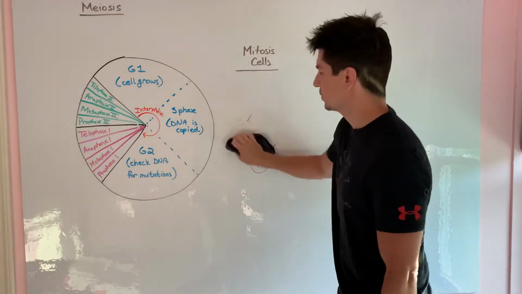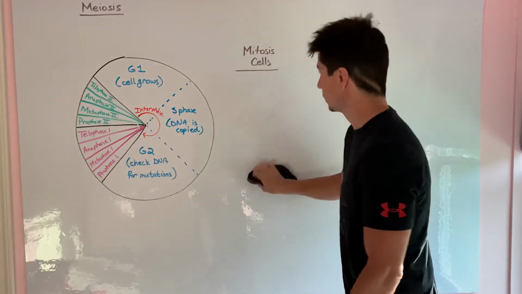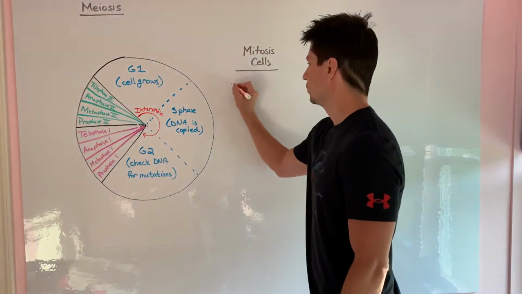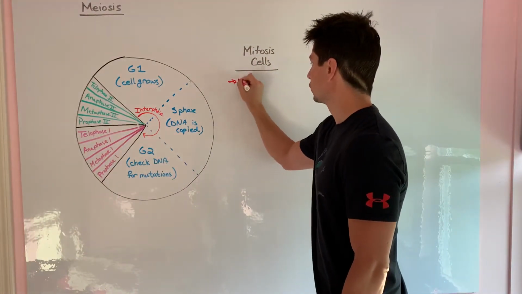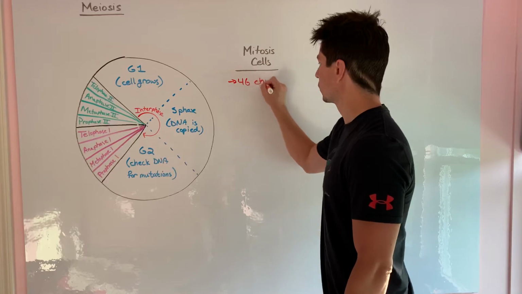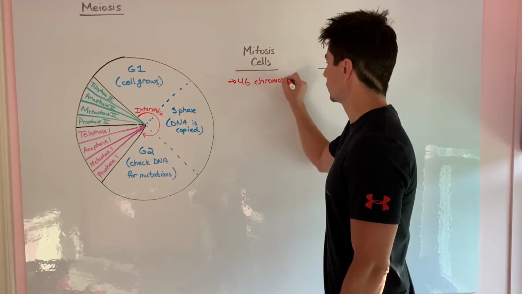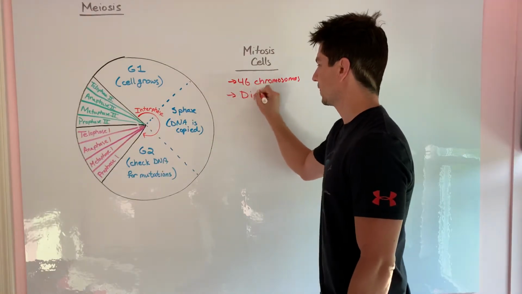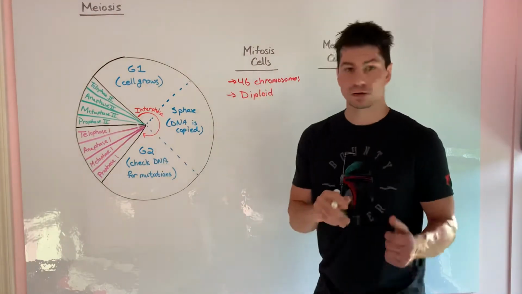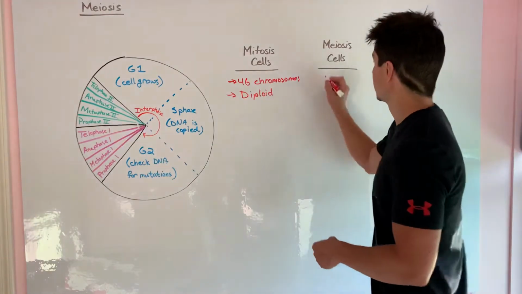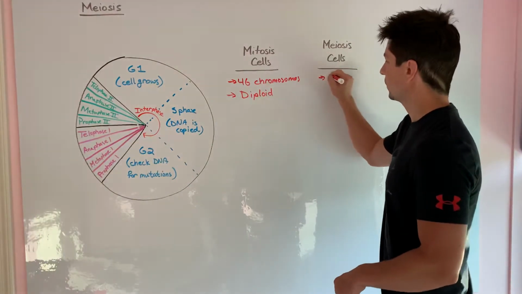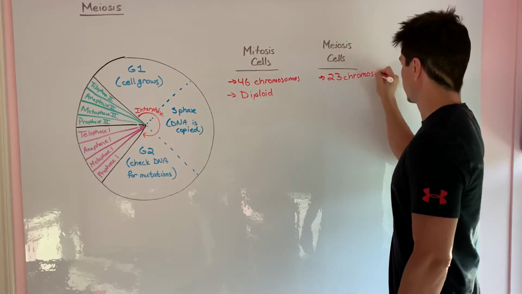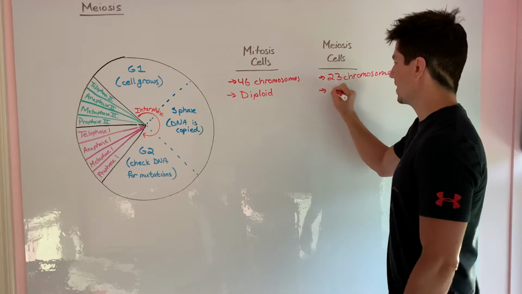let me go over some differences between the cells produced here. So for mitosis, and if you remember I went over this in the last video, we have 46 chromosomes in each cell. In other words, we could say the cells are diploid. They have 2 of each chromosome, okay? In meiosis, we are only going to have 23 chromosomes in each of our cells. And these are going to be haploid.